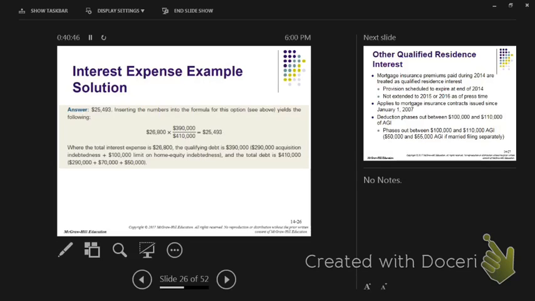So 2680 times 390, which is the 20,000 that they have to take off, divided by 410. And that gives us 25,493. All right, so we know we're $20,000 too high. So that's where we're coming up with the 390,000. All right, that's how they're going in using that option.